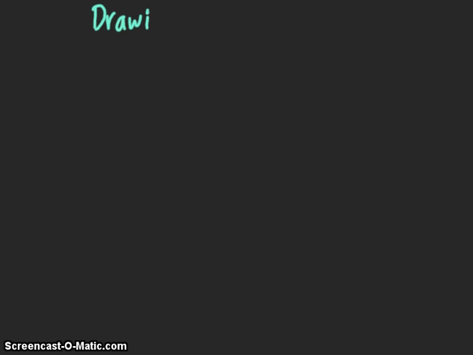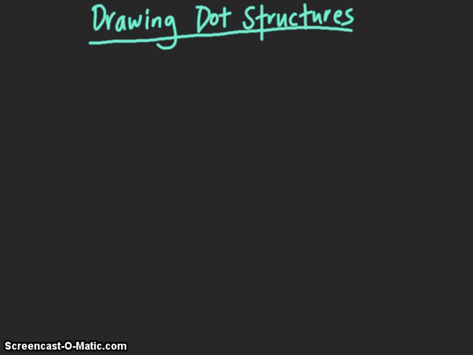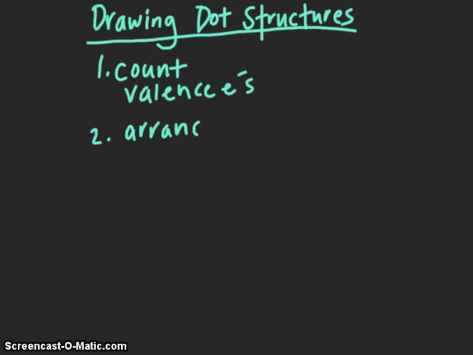All right, we're going to talk about how we draw dot structures. This is just a basic review of the rules for drawing dot structures if you were absent for drawing dot structures. Step one is always to count your valence electrons. So you take a look at whatever compound you're given and you count the total number of valence electrons available.